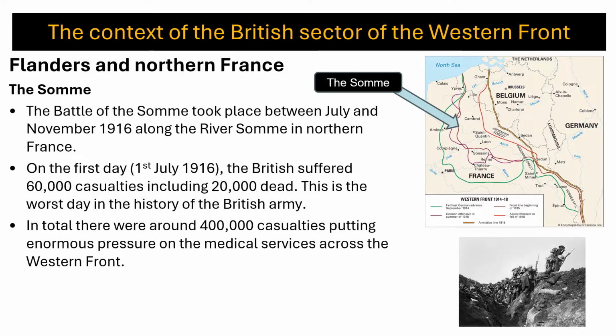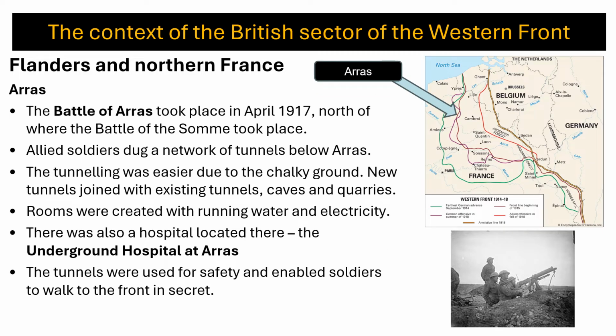So further south of Ypres is the Somme, and that's very famous, of course, for the Battle of the Somme, which took place between July and November 1916 along the River Somme in northern France. Now, on the first day, the 1st of July 1916, the British suffered 60,000 casualties, including 20,000 dead. It's the worst day in the history of the British Army. In total, there were around 400,000 casualties, putting enormous pressure on the medical services across the Western Front during this time period.